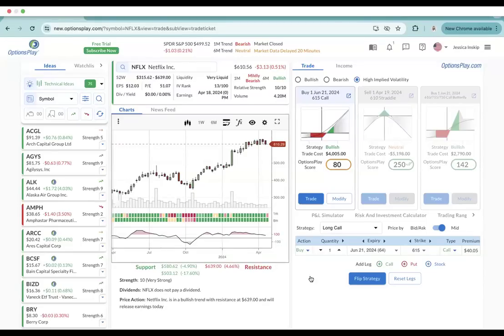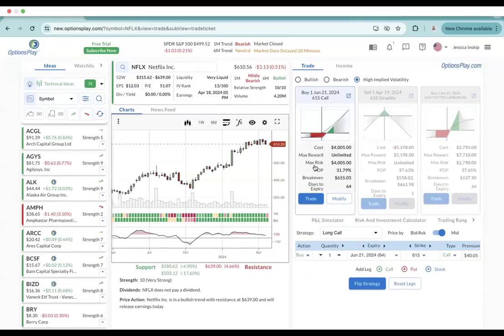Do we have probability of profit? Yep, that's here too. You can just click on this and that's all right here. Your probability of profit.